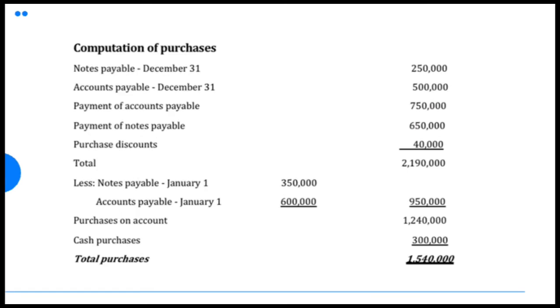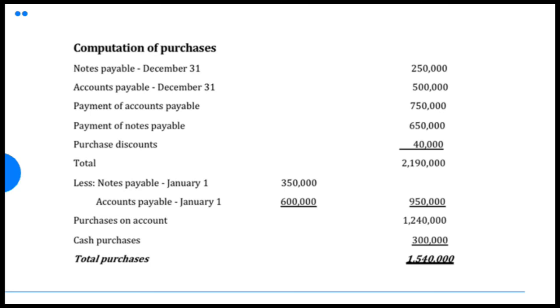So, let's take a look naman sa Computation of Purchases. We have the notes payable, ito yung end of the year na, December 31, 250,000. Accounts payable, also no December 31, 500,000 pesos. Payment of accounts payable, 750,000. Payment of notes payable, 650,000. Purchase discount is 40,000. So, gaya ng way sa Computation of Sales, we need to add din yung 250,000, 500,000, 750,000, 650,000, and the 40,000. We have the total of 2,190,000 pesos.